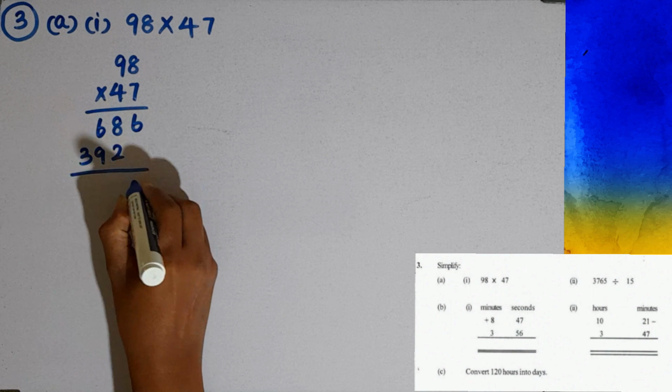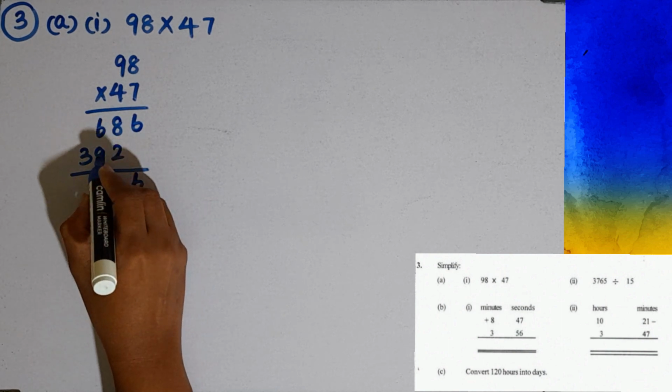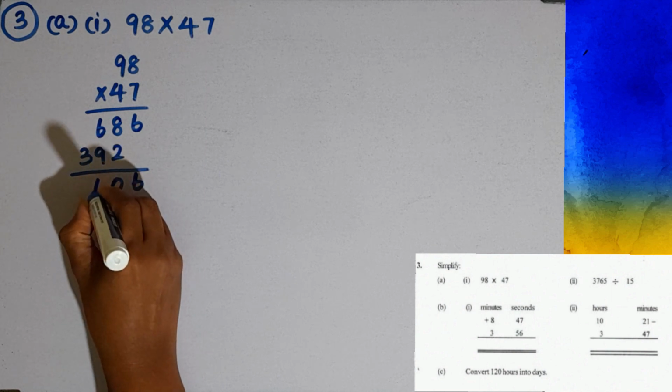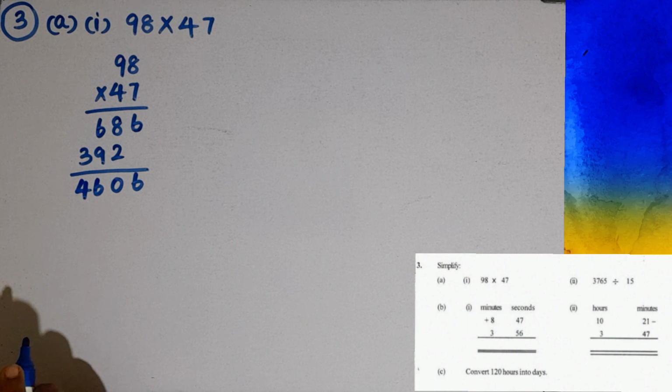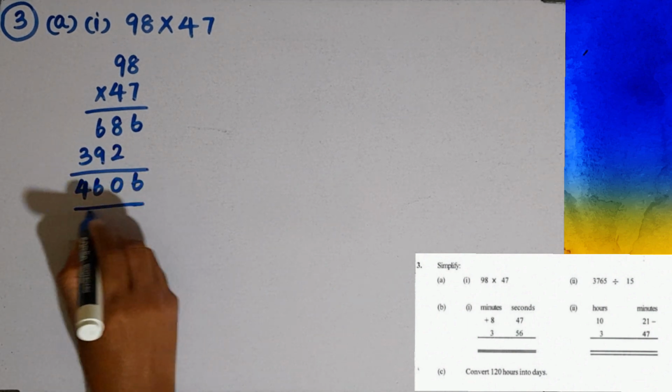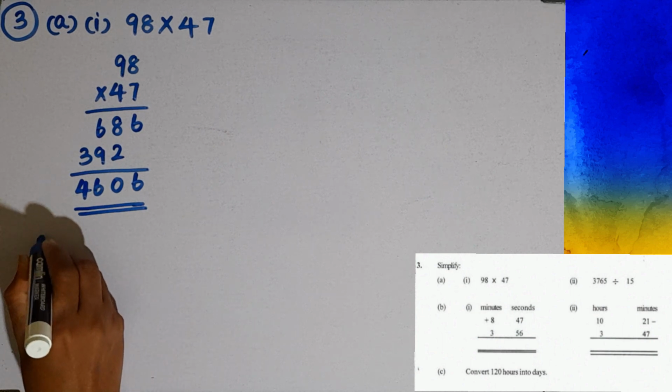Now we have to add this. 6, 8 plus 2 is 10. Then 1 remaining. 10 plus 6 is 16. Then 1 goes to the other side. So the answer is 4606. Then second part, I'll write it here.